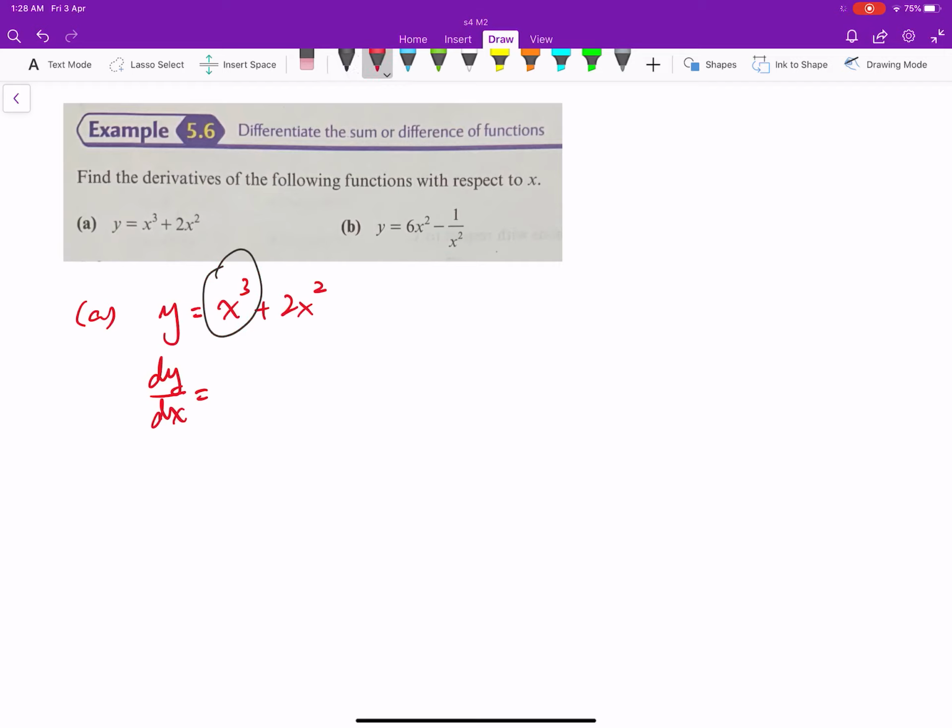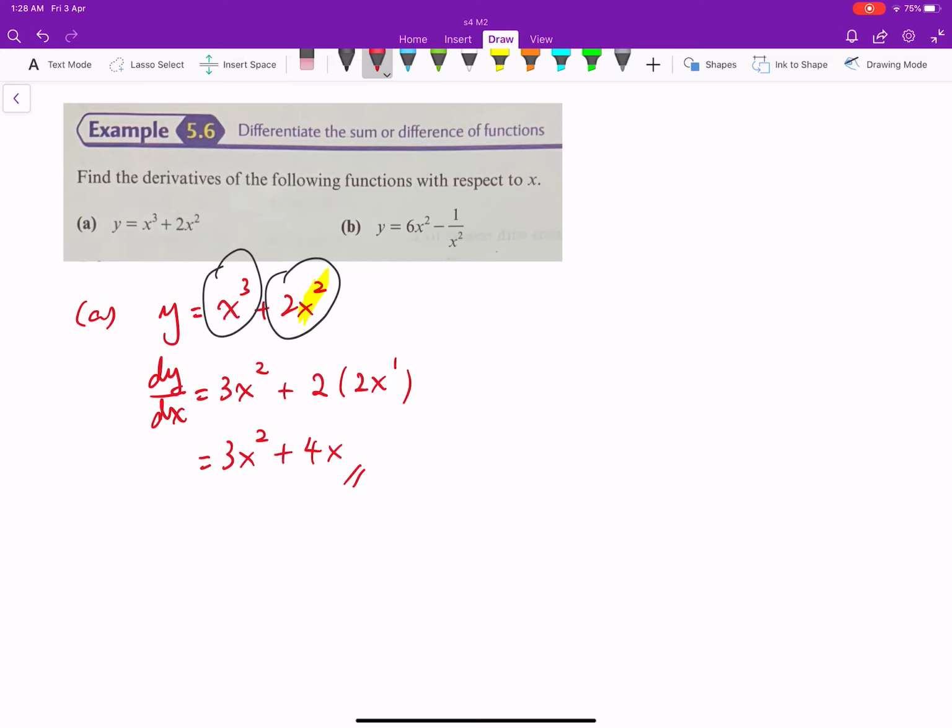For this one, we get 3x to the power 3 minus 1, so we get 2, right? And then for the second one, the 2 is a constant, so we can take it out first. We ignore it and then differentiate the x to the power 2 only. So for x to the power 2, you get 2x to the power 1, right? So finally, we get this answer.